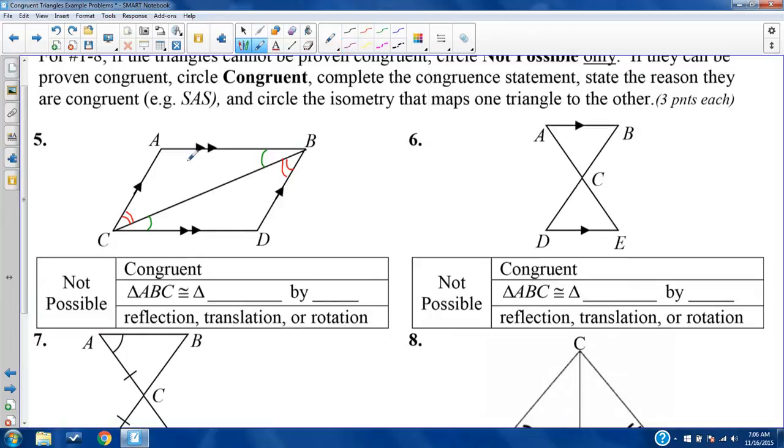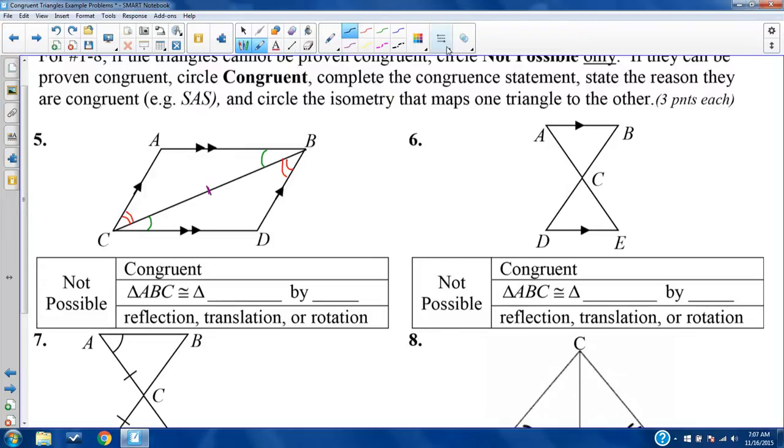Parallel, parallel, parallel. Are there any sides we can mark congruent? Yeah, it looks like BC can be marked congruent to itself here. I can do a marking right there. That's the reflexive property once again. So I want you to take a look at what these triangles are and how they're actually drawn here.